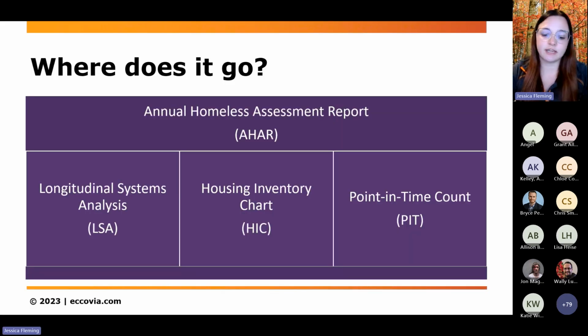So this was mentioned yesterday also on the HUD call, but I just want to make sure that everybody is aware. LSA is one piece of a larger puzzle. I think they refer to it as part 2 of the AHAR. LSA pairs alongside the housing inventory chart, or the HIC, and the point in time count, or the PIT. All 3 of these things are then combined, and that makes up the annual homeless assessment report. That annual homeless assessment report goes over to Congress and helps inform strategic initiatives and funding decisions for future years.